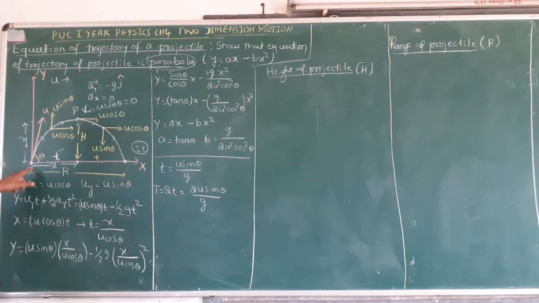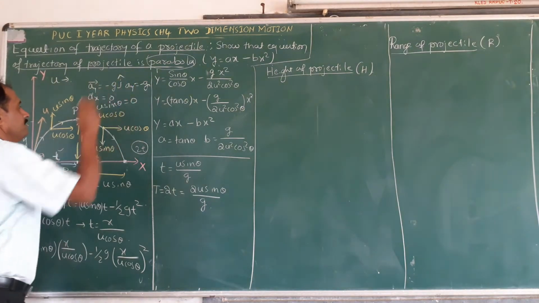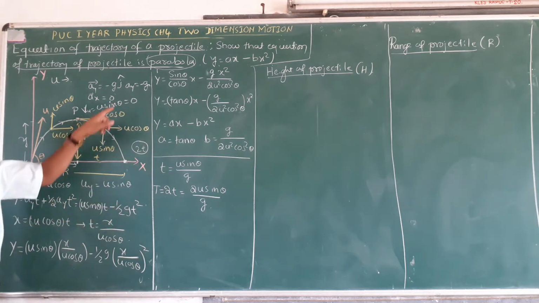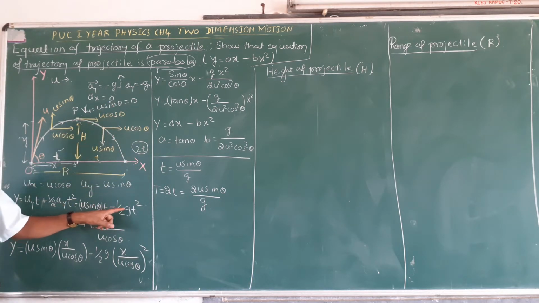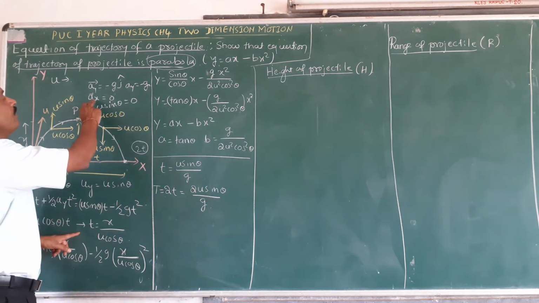u_y, velocity component along y-axis, time t, 1 by 2 a_y, acceleration along vertical, along y-axis, this is minus g. a_y is equal to minus g. Now, u sin theta is u_y, so y is equal to u sin theta t minus 1 by 2 g t square. The distance covered along horizontal x in the same time t, that is x is equal to u cos theta into t, velocity into t, because the acceleration is 0.